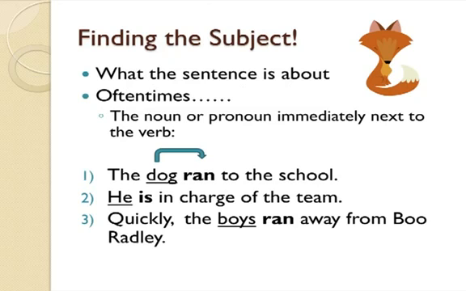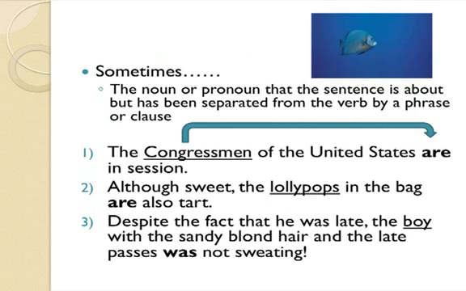That's not really an issue that we have, but sometimes we have to make sure that we are finding the correct subject to make our verbs agree with. In a simple sentence, as the examples down here show, the dog ran to the school. Dog, as subject, is right next to its verb, ran. That's not really the problem.